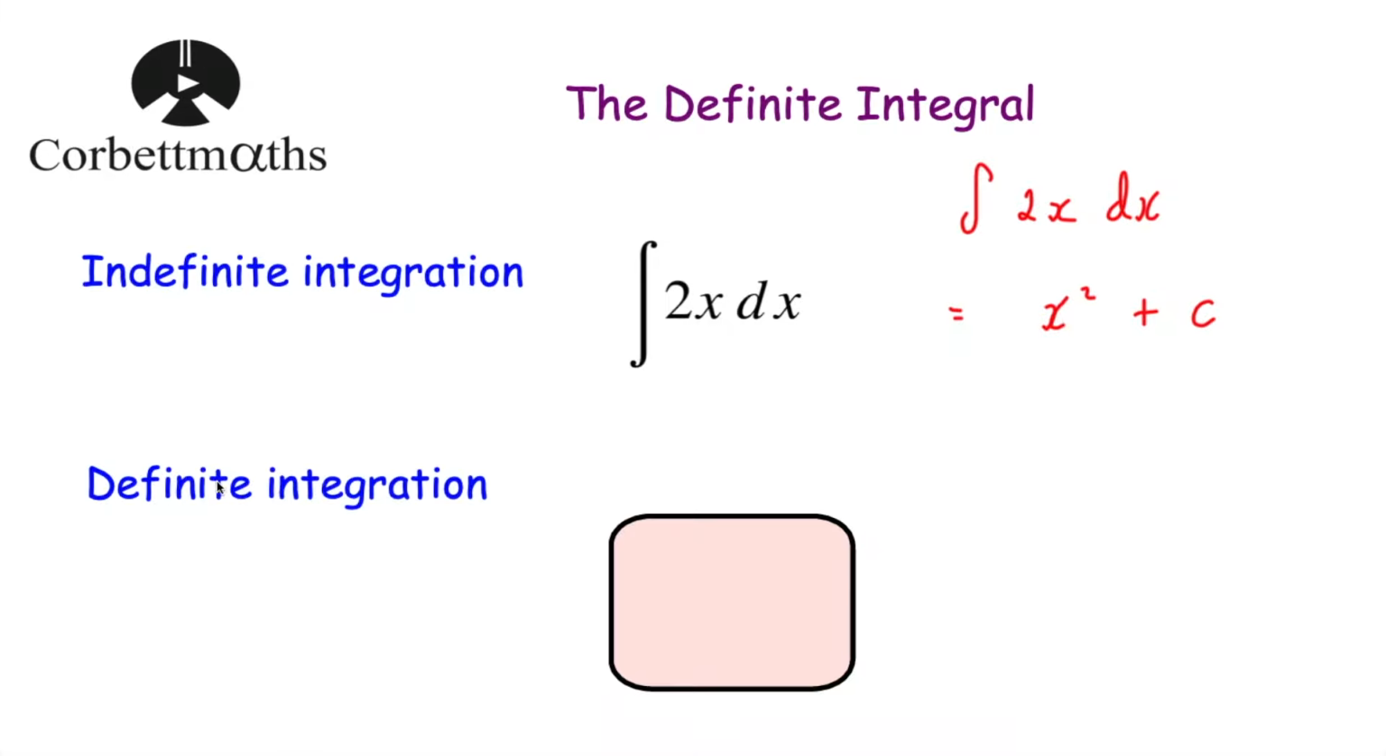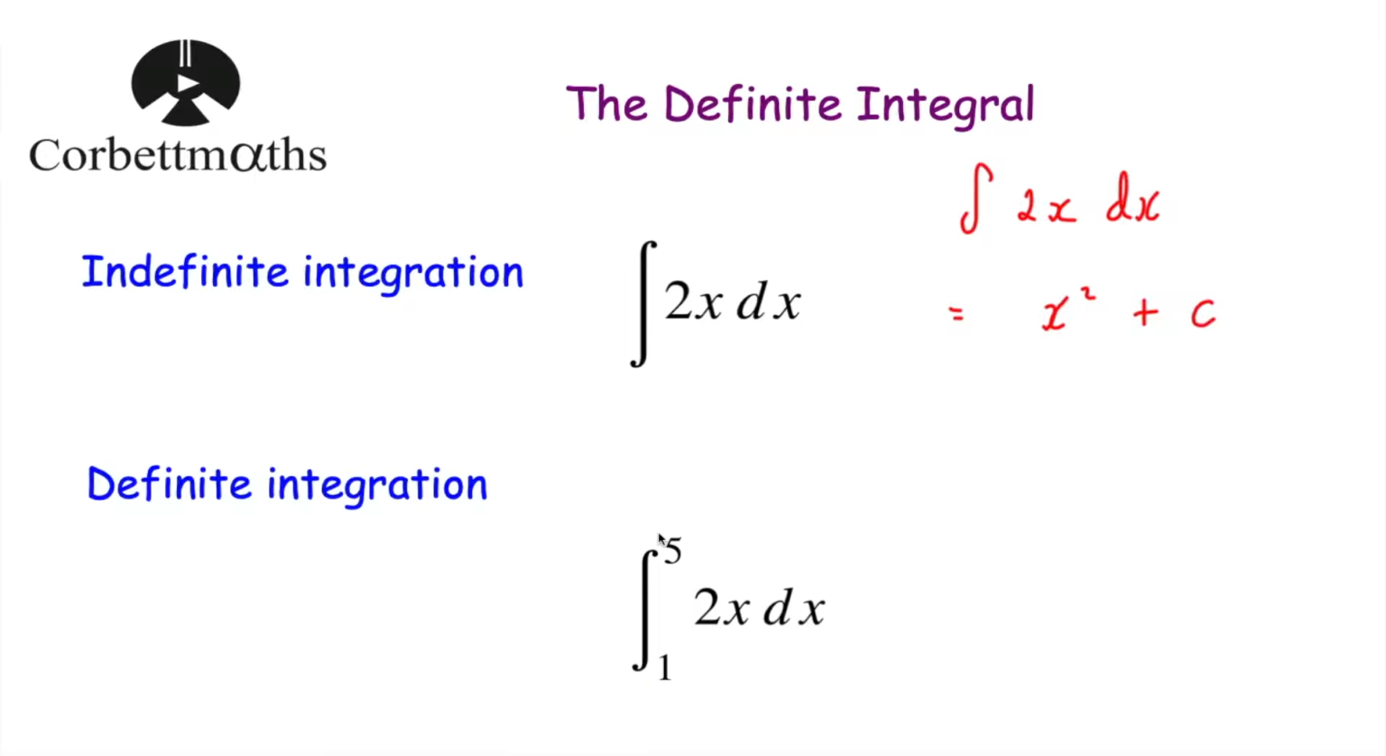Now in today's video, we're going to look at definite integration. So that's where we find the definite integral. If we had something like this, where we've got the integral of 2x with respect to x between 5 and 1, we have these two limits. The upper limit here is 5 and the lower limit is 1.